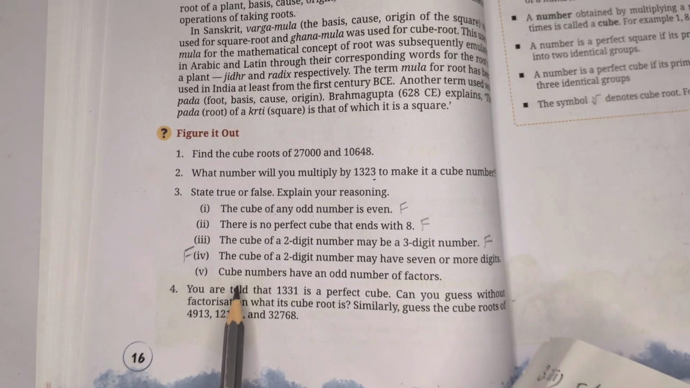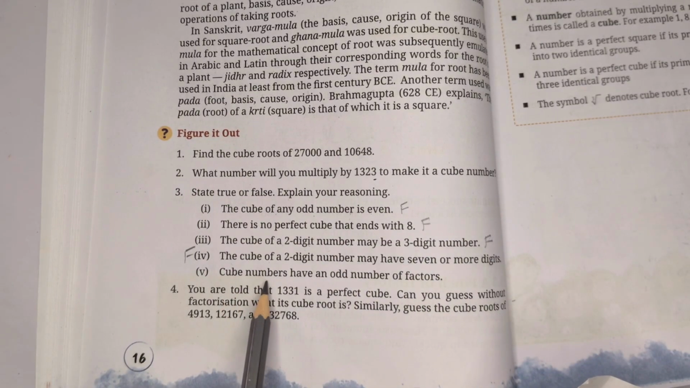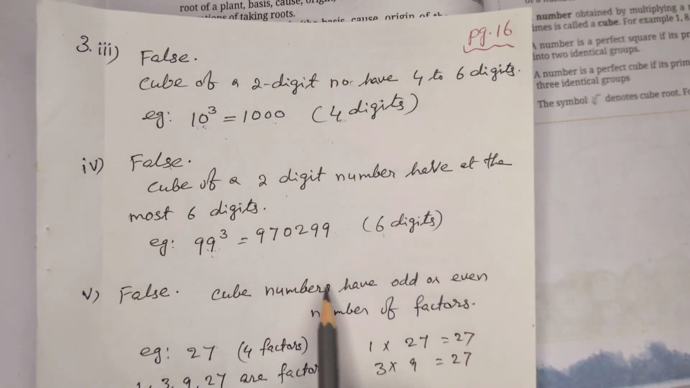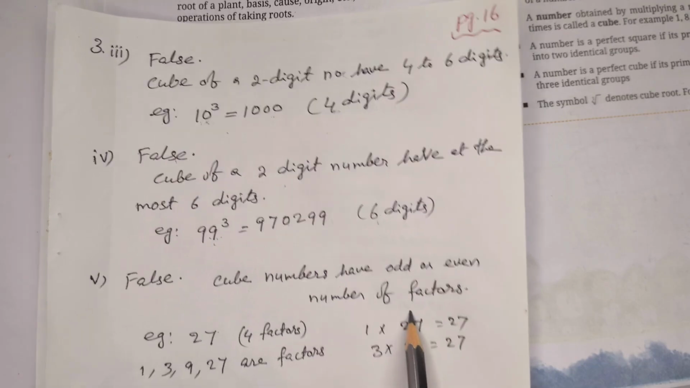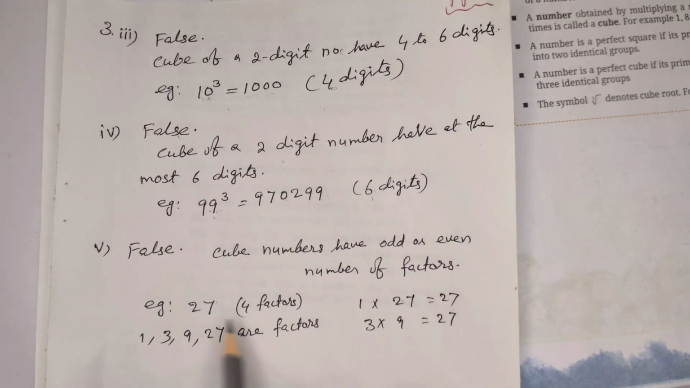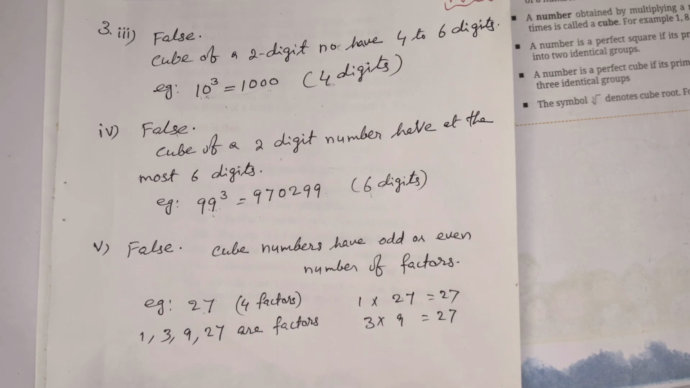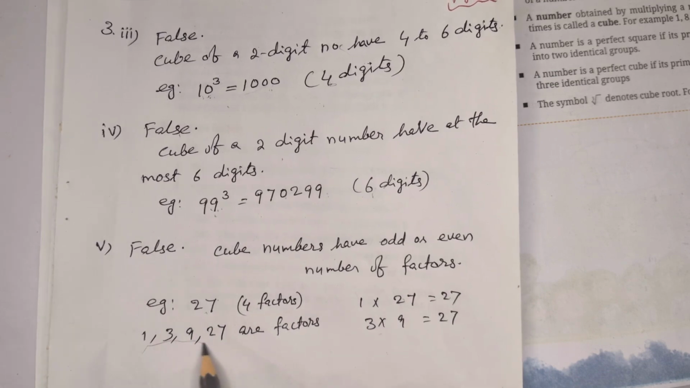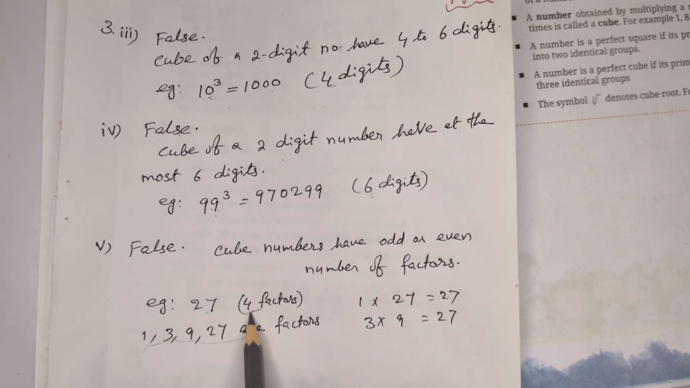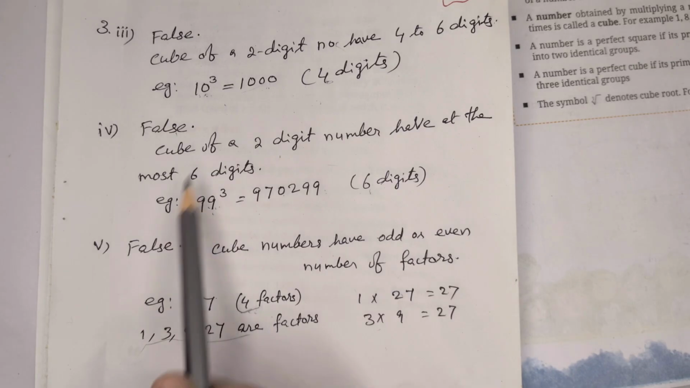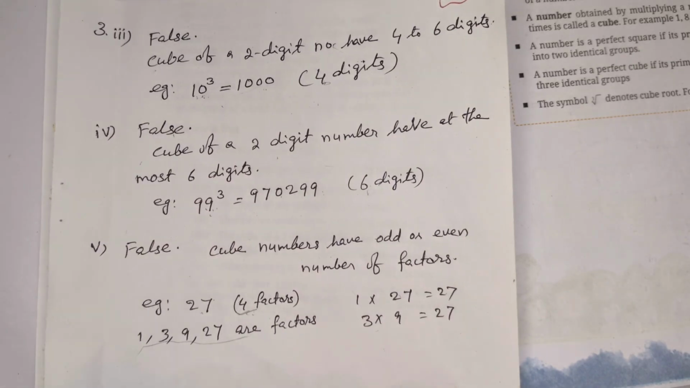Now fifth statement, cube numbers have an odd number of factors. That also false. Cube numbers have odd or even number of factors can come. Example 27. 27 we can write as 1 into 27 and 3 into 9. So the factors are 1, 3, 9, 27. 4 factors are there. Even number of factors we are getting. So odd or even can come. So all these statements false.